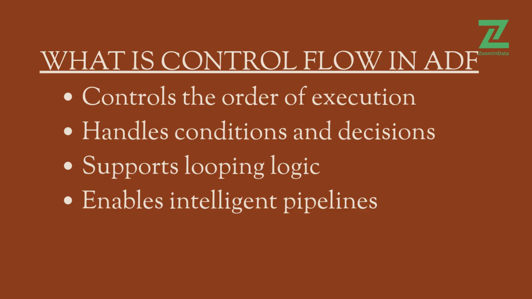Control flow in Azure Data Factory is used to control the order in which activities run. It allows us to handle conditions and decision-making logic. Control flow also supports looping scenarios. Overall, it helps us build intelligent and dynamic pipelines.